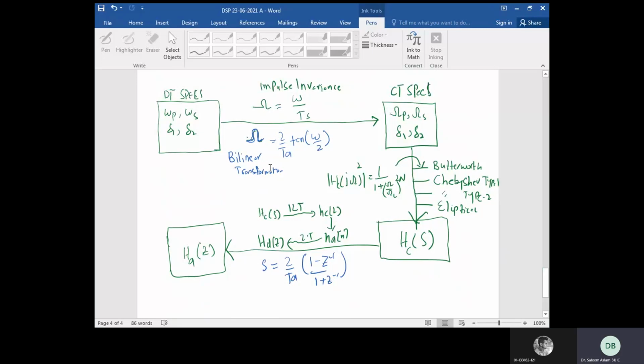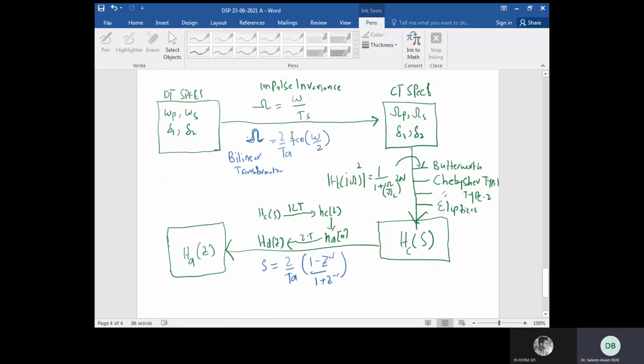However, in the case of bilinear transformation, you have a direct relationship: Ω = (2/Td) tan(ω/2) and s = (2/Td)(1 − z⁻¹)/(1 + z⁻¹). It means wherever you have s, replace every s with 2/Td times (1 − z⁻¹) over (1 + z⁻¹). You got the idea?